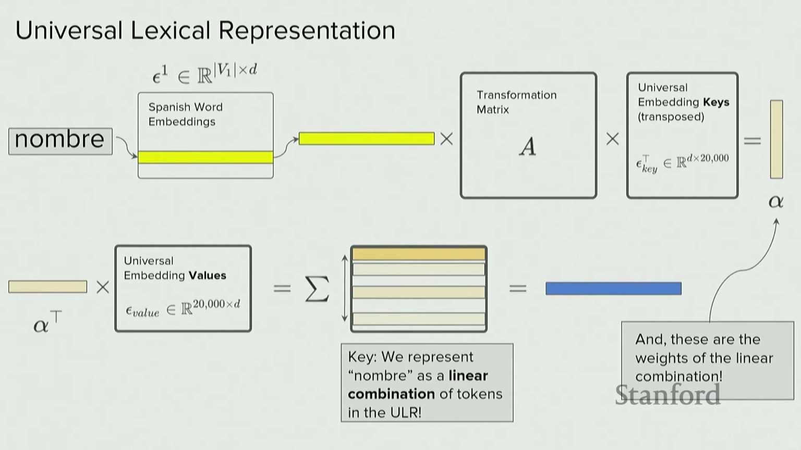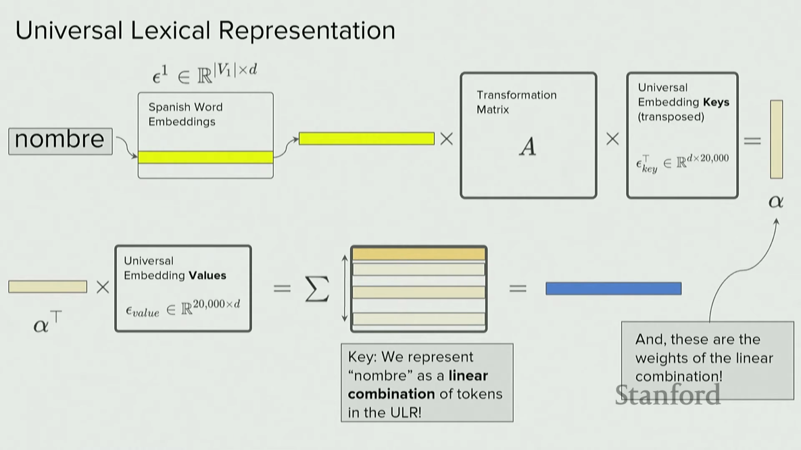Then we can multiply that alpha by the universal embedding values. Remember, those are the universal embeddings that we're sharing across all the different languages. And that's equivalent to doing a convex combination, or a linear combination, of all of those different embeddings in the universal embedding values. Cool.